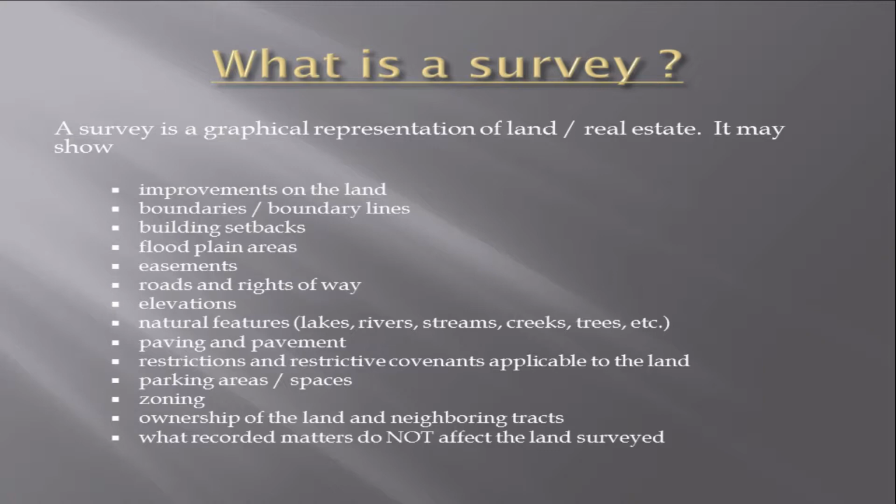And surveys can also show what recorded matters do not affect the land that has been surveyed. So if your title work comes out and lists 3 easements, and the surveyor does his or her work and determines that one of those easements actually, contrary to the title commitment, does not affect your particular property, they will say that on the survey, and that will enable the buyer to know that easement doesn't affect.